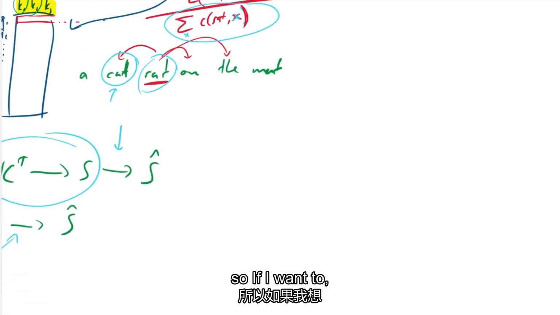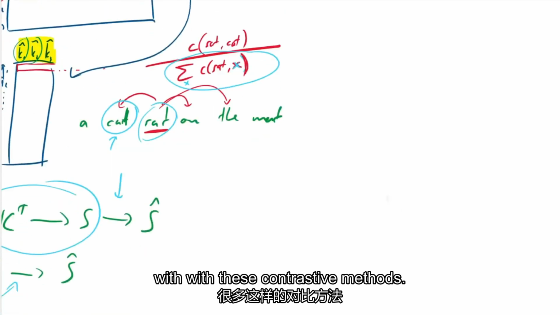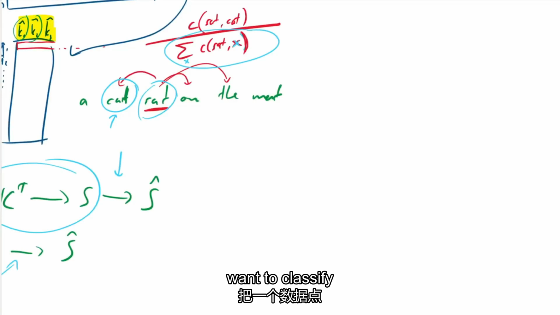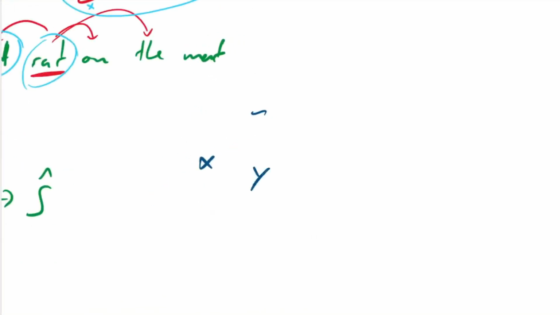So if I want to, let's say, classify, we've seen this a lot with these contrastive methods. If I want to classify a data point X into wherever it needs to go, what I can do instead is I can simply say, well, I have a data point Y right here, and I know X and Y are somehow related to each other, so I want to make them close together.